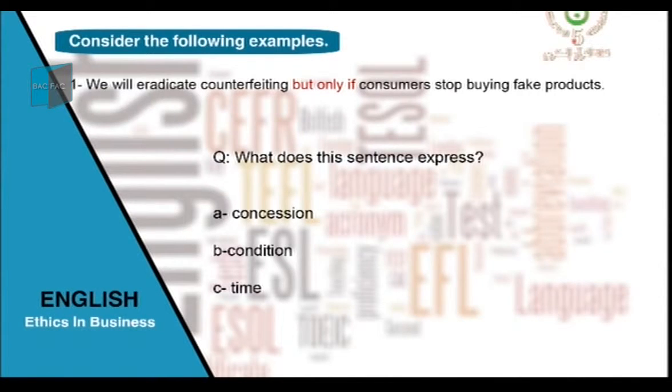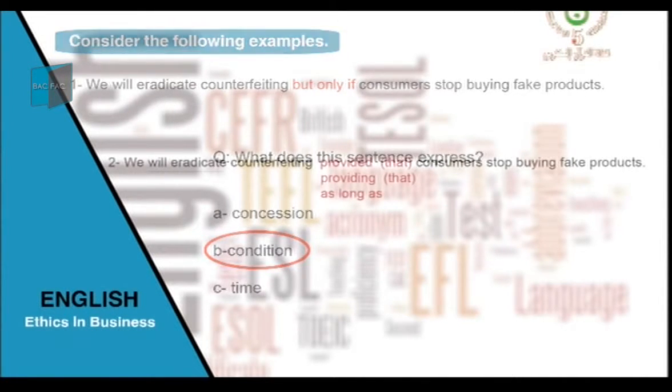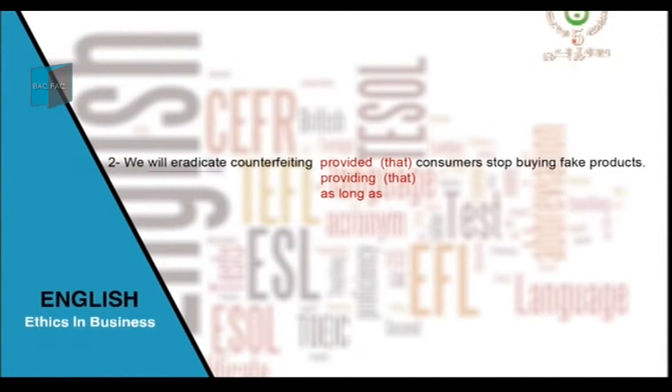We will eradicate counterfeiting, but only if consumers stop buying fake products. What does this sentence express? Choose the right answer. Does it express A, concession, B, condition, or C, time? Right, it expresses condition. Now look at the second example and compare it. We will eradicate counterfeiting provided that consumers stop buying fake products. What do you notice?